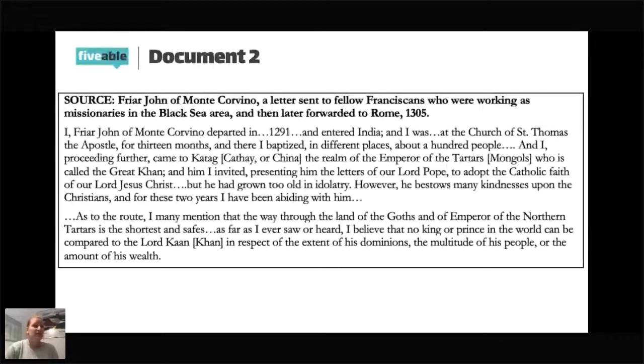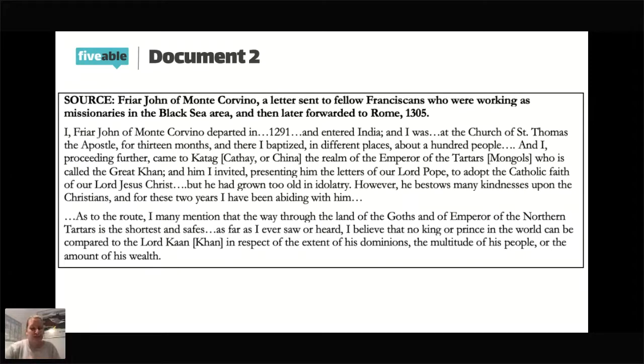The Franciscans were a branch in the Catholic Church that had a converting mission, and then later this letter was forwarded to Rome. So who is that forwarded to? Who's there in Rome that's high up, important in the Catholic Church? The Pope. And so that kind of gives us, we have to read into it a little bit more. So this was a letter sent to fellow Franciscans and then forwarded on to Rome.